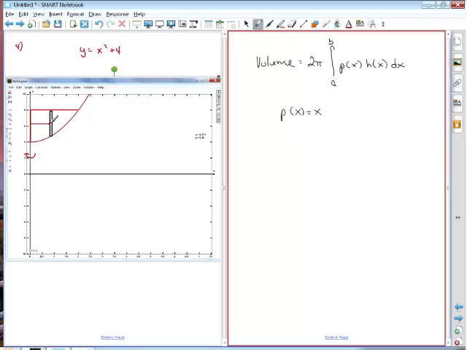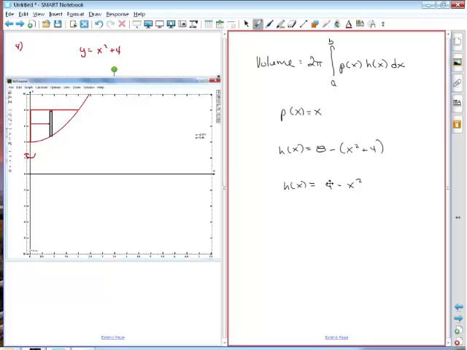H of x is the height of this element. The height is going to be the total distance from the top to the x-axis, subtracting off the distance from the x-axis to the curve. So h of x is just 8 minus the function, which is x squared plus 4. And we can rewrite that. It's just going to be equal to 4 minus x squared. So that's the height of the rectangle as a function of x.